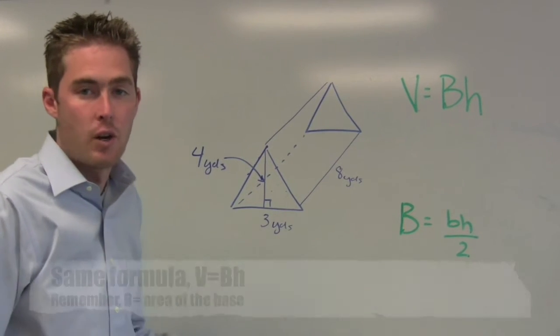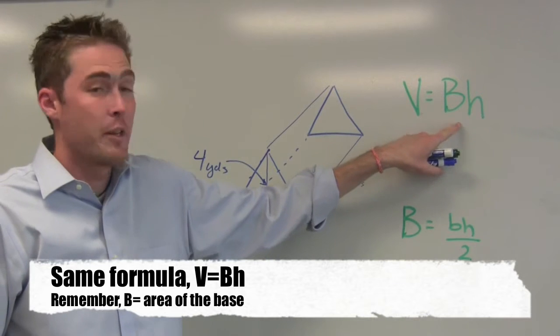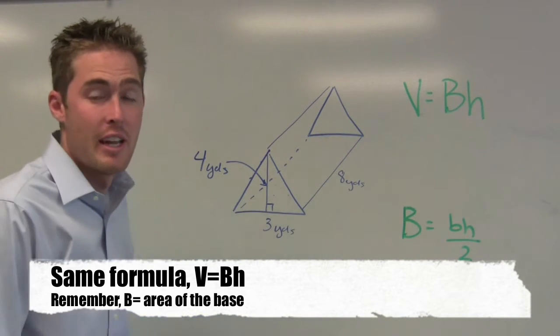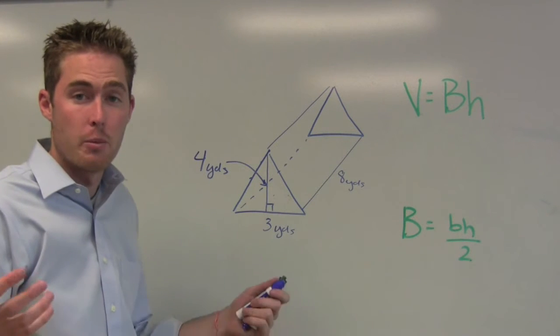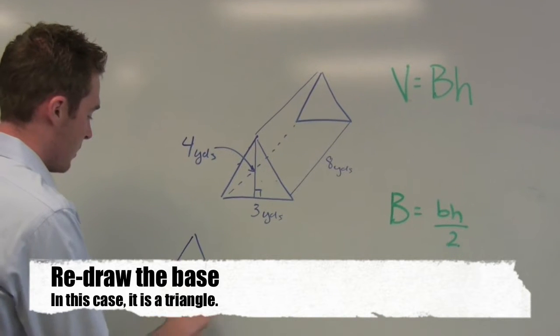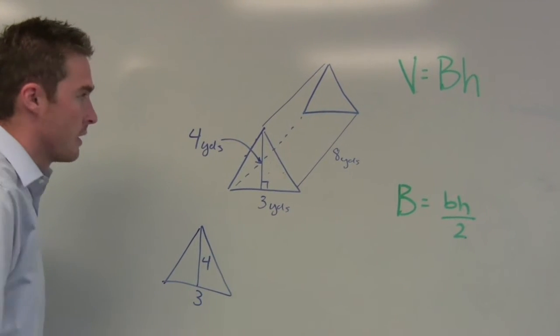Now we're dealing with a triangular prism. You're going to set up with the same formula. Volume equals area of the base times the height. When you think of a triangular prism, the difference is it has a triangle in it. So your bases are going to be triangles. So when we draw our base separate, you're going to have a height of 4 and a base of 3.